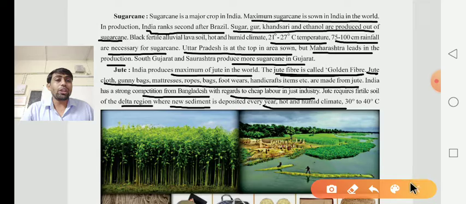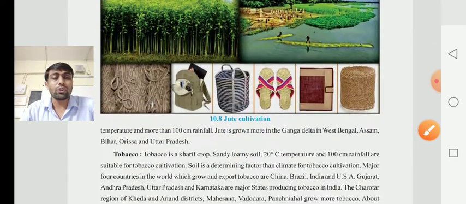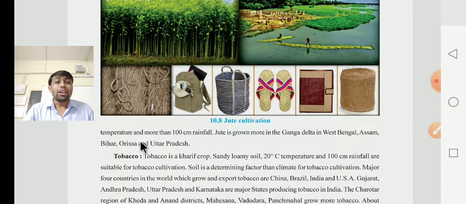and 30 degree to 40 degree Celsius. It requires 30 to 40 degree Celsius temperature and more than 100 centimeter of the rainfall. That's why we can say that jute requires 30 to 40 degree Celsius temperature and more than 100 centimeter rainfall. Where is the jute grown more? Jute is grown more in the Ganga Delta, in West Bengal, Assam, Bihar, Orissa and Uttar Pradesh.